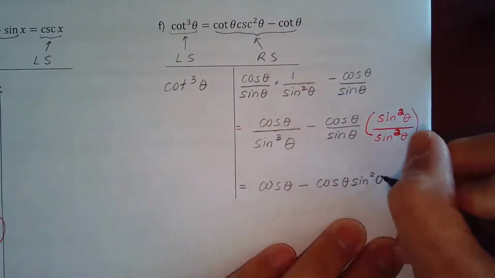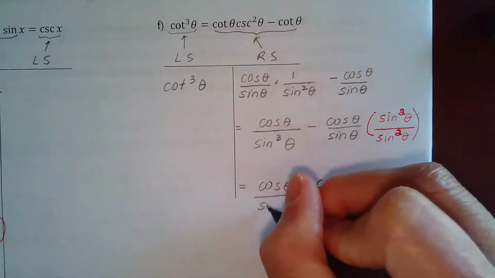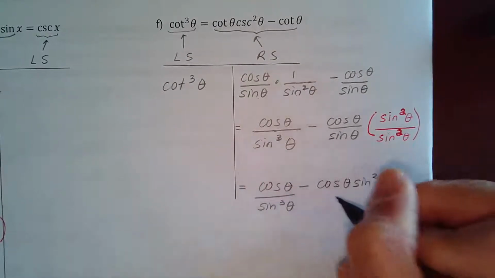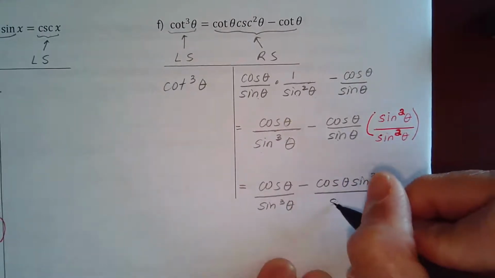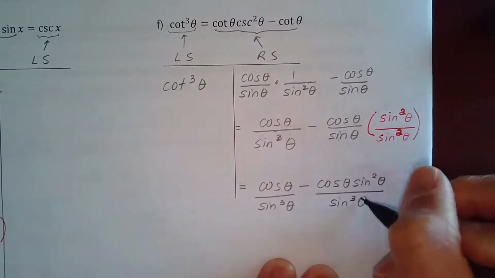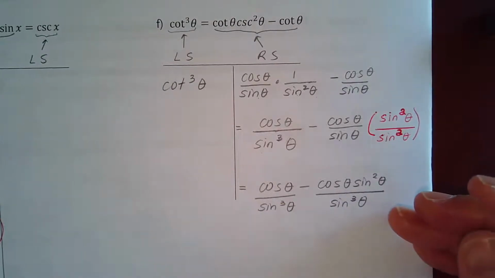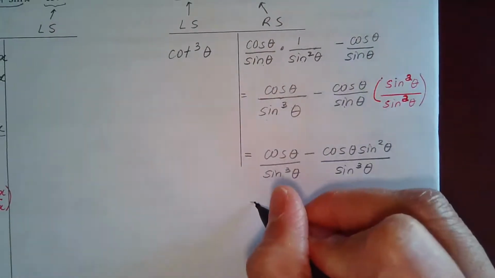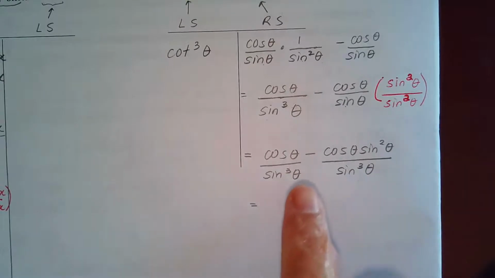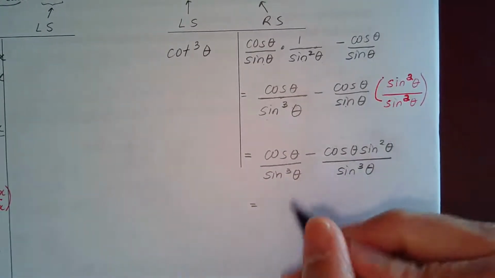Sine squared theta divided by sine cubed theta, and then this one here, sine theta times sine squared theta is sine cubed theta. Okay, so it looks like we got into a much bigger mess. So let's see what's going on in here. Okay, what can I do? Now that I have these two with the same denominator, I could probably combine them.